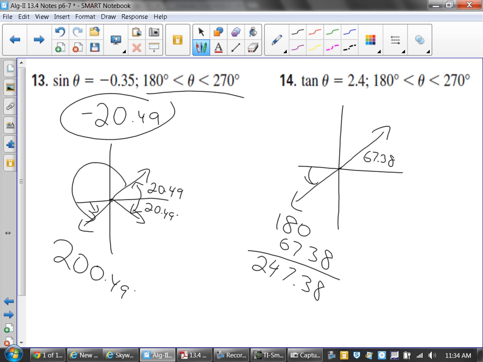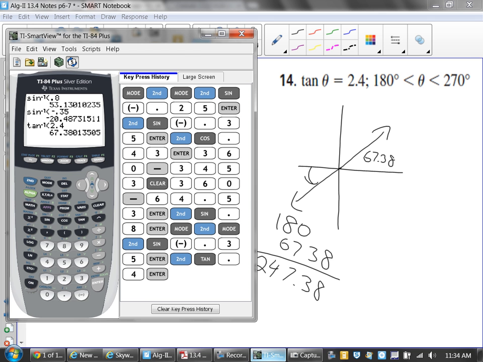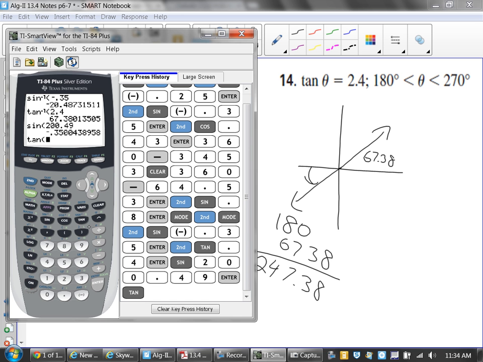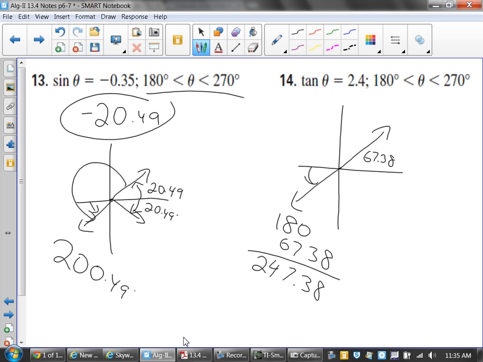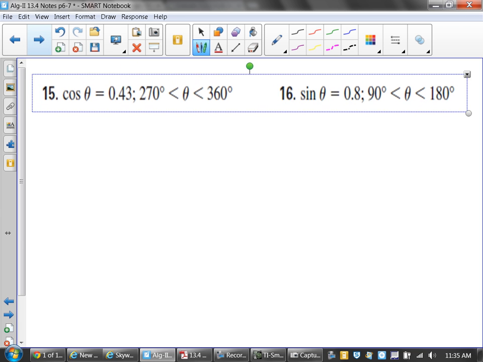Remember, you can always check your answers on these. If I take the sine of 200.49, I get negative 0.35. You can always check your answers. The tangent of 247.38 is 2.399984. We're okay. What I'm doing here is checking my solutions. All right, try it again.